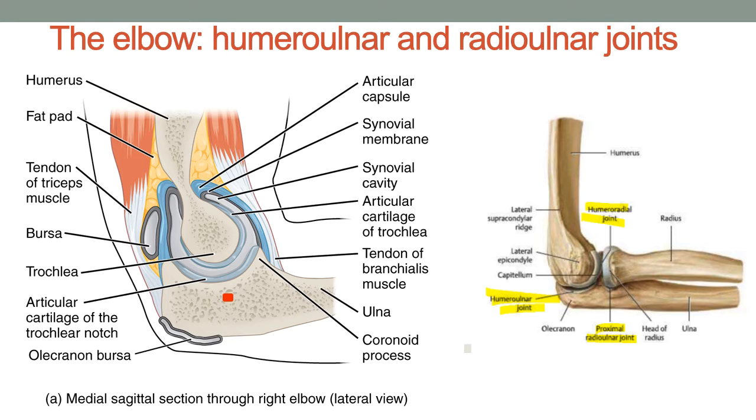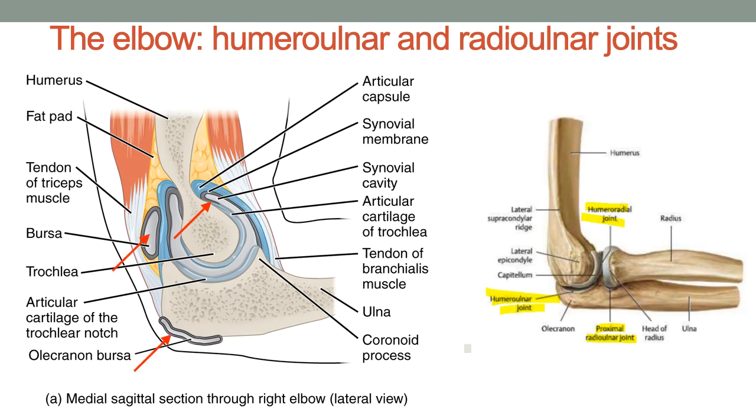Also associated with the elbow are the humeroradial joint and the proximal radioulnar joint. And basically these allow the radius, carrying the hand with it, to be rotated while in any position of flexion or extension. Now the synovial membrane of the elbow joint is very extensive. It covers the trochlea and extends up the anterior and posterior of the humerus quite a bit.